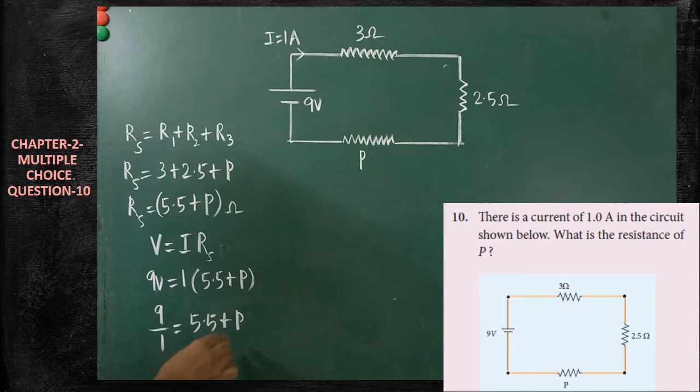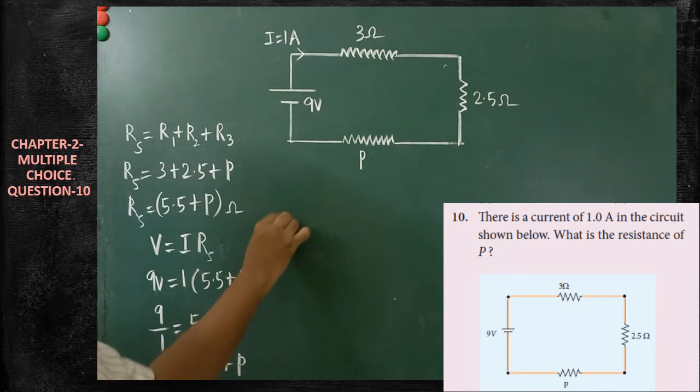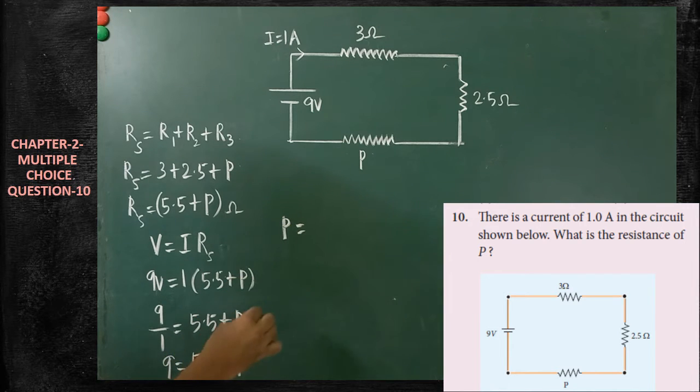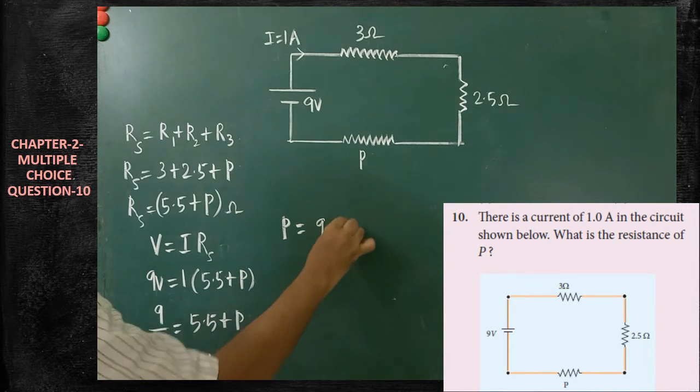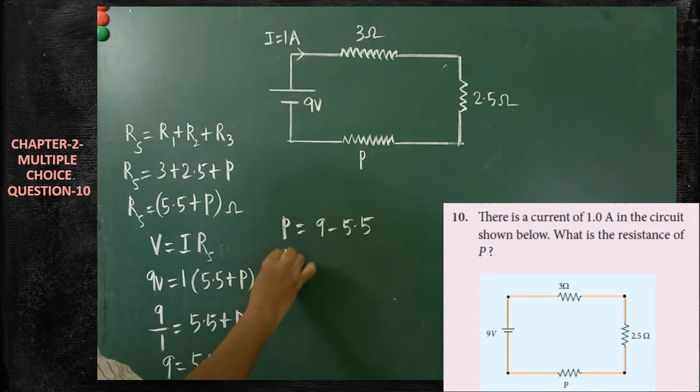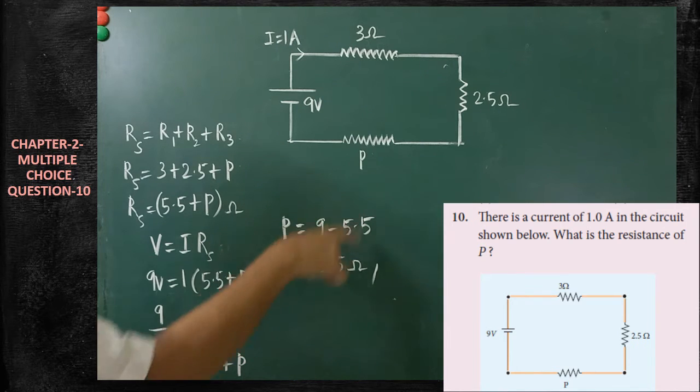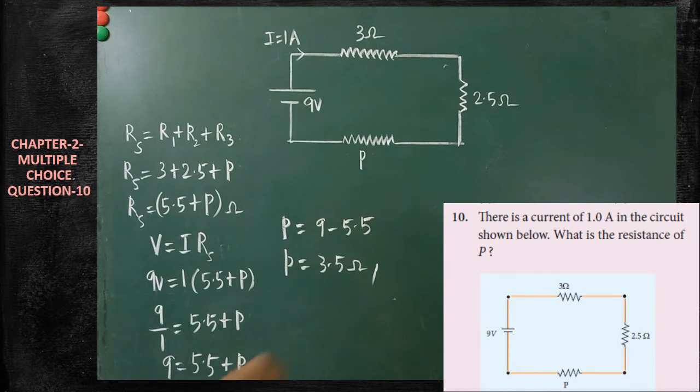Are you clear? So what is the value of P? The unknown resistance P is equal to 9 minus 5.5. So the unknown resistance value will be equal to 3.5 ohm. So the unknown resistance value is found out. As per the textbook problem, the answer is C. Okay.